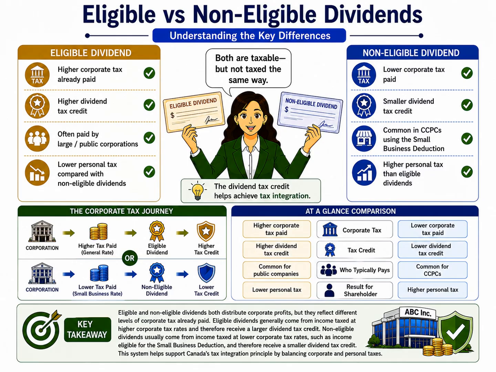Eligible dividends usually result in lower personal tax, because they come from income taxed at higher corporate rates, while non-eligible dividends generally result in higher personal tax because they come from income taxed at lower corporate rates. Together, these rules help Canada achieve tax integration by balancing corporate and personal taxation.